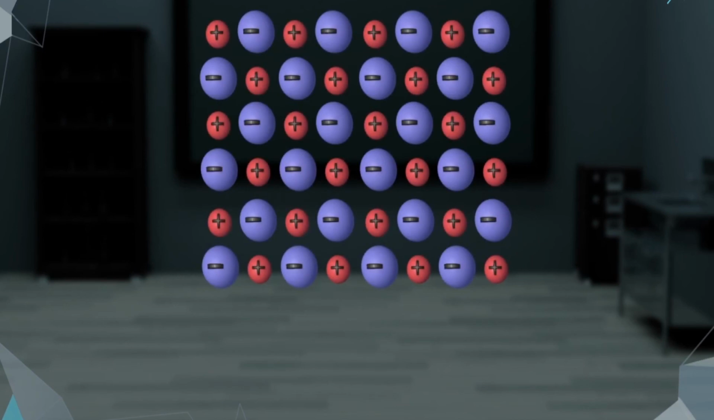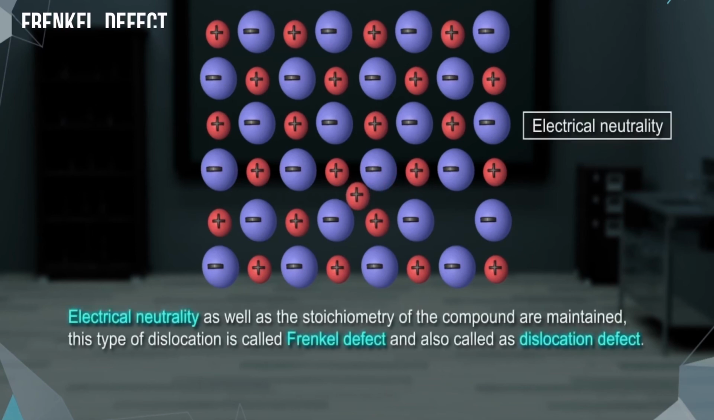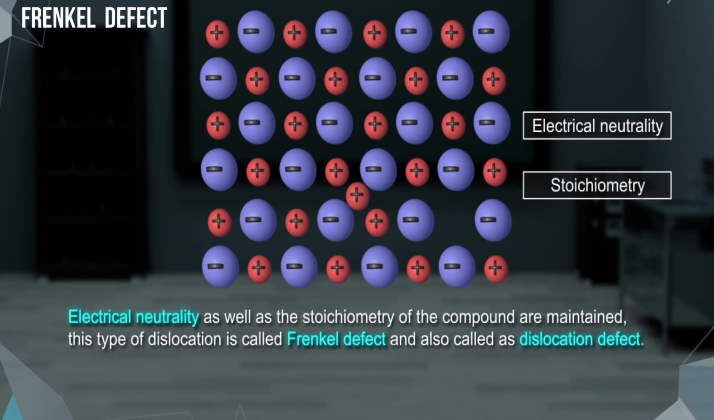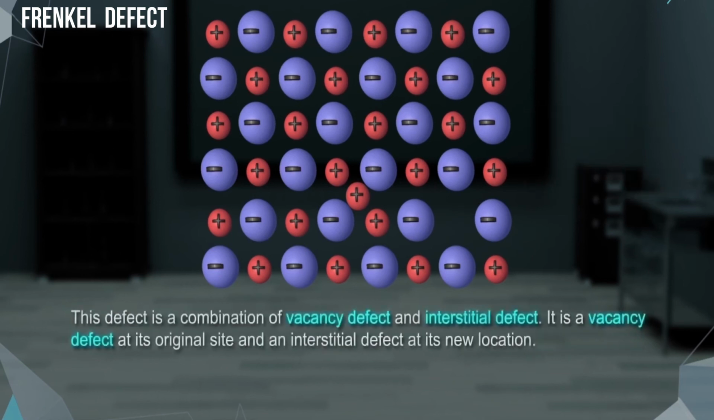Now, let's start with Frenkel defect. In this defect, small ions, mainly cations, go missing from their original sites and take interstitial site positions. Electrical neutrality as well as the stoichiometry of the compound are maintained. This type of defect is called Frenkel defect, also called dislocation defect. This defect is a combination of vacancy defect and interstitial defect. It is a vacancy defect at its original site and an interstitial defect at its new location.